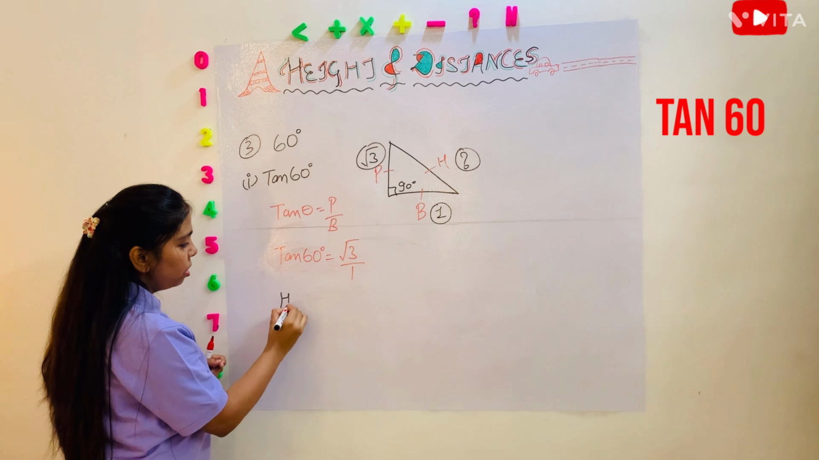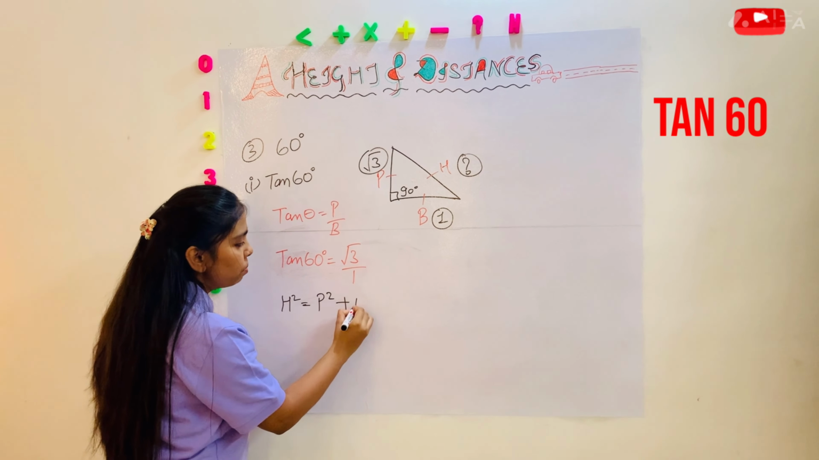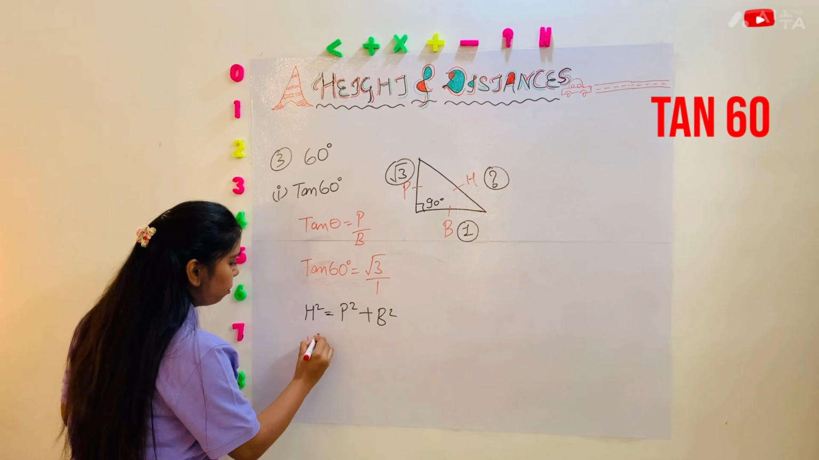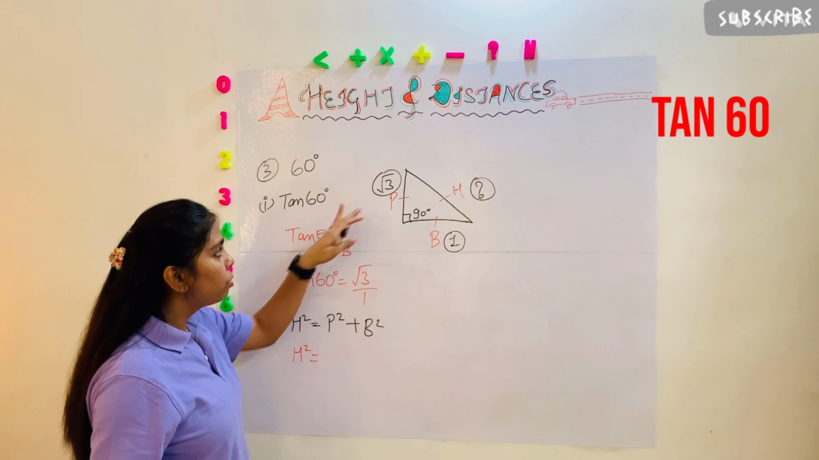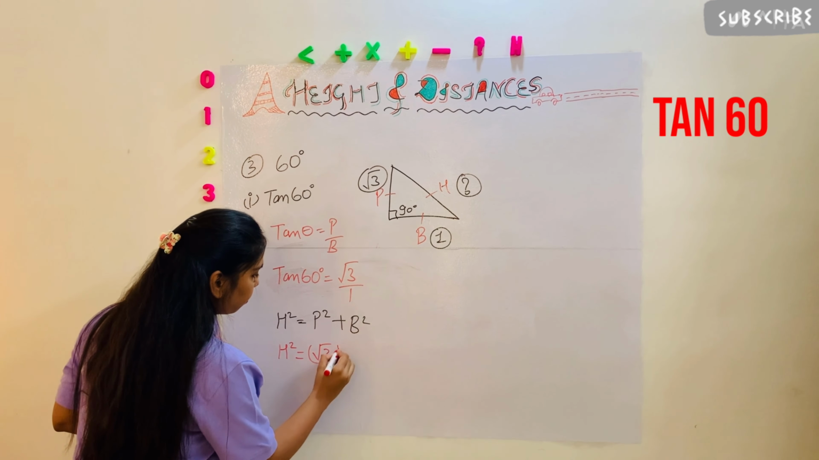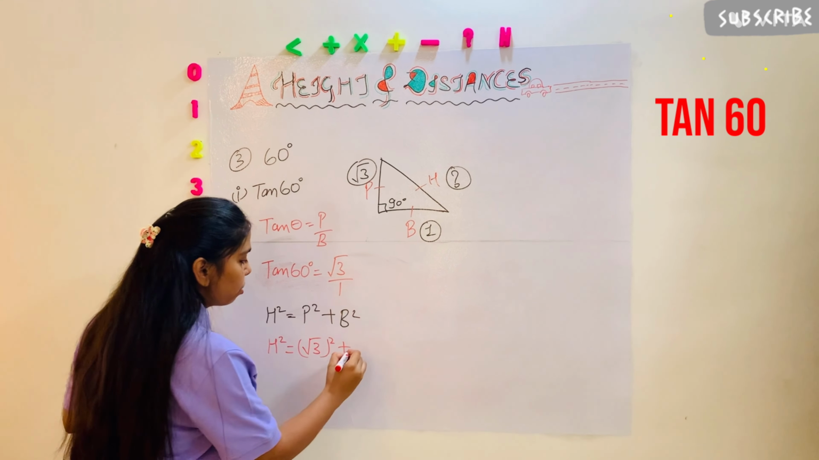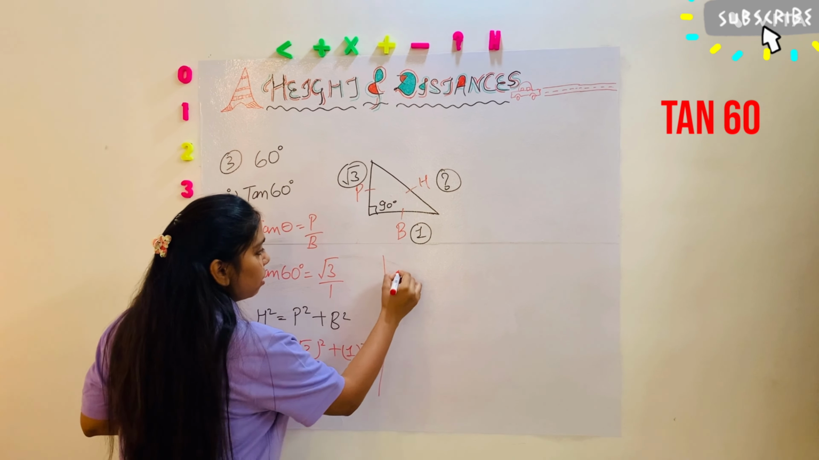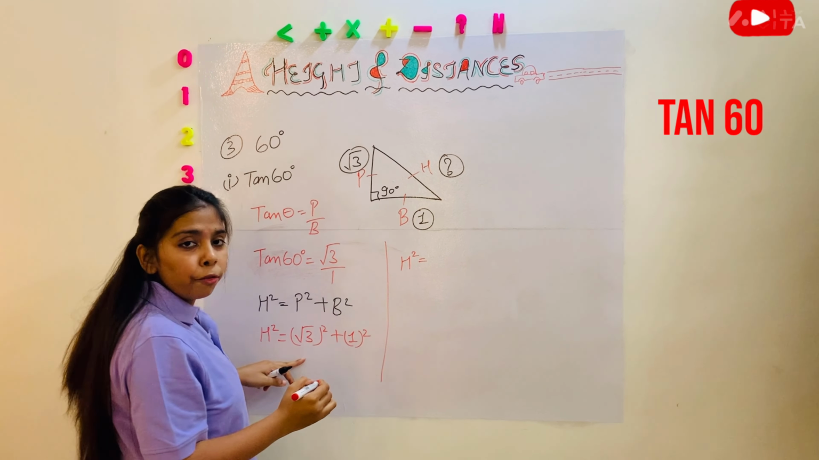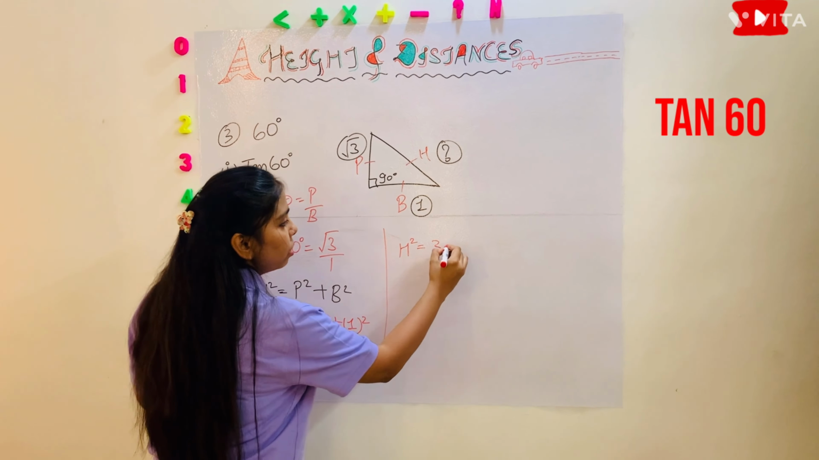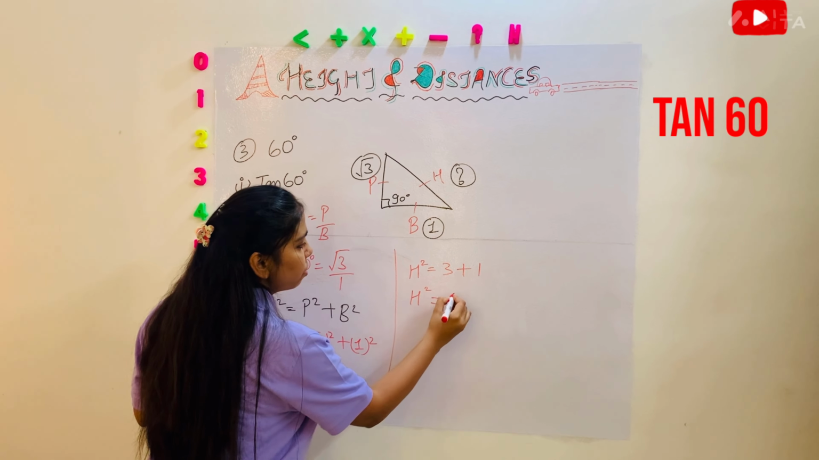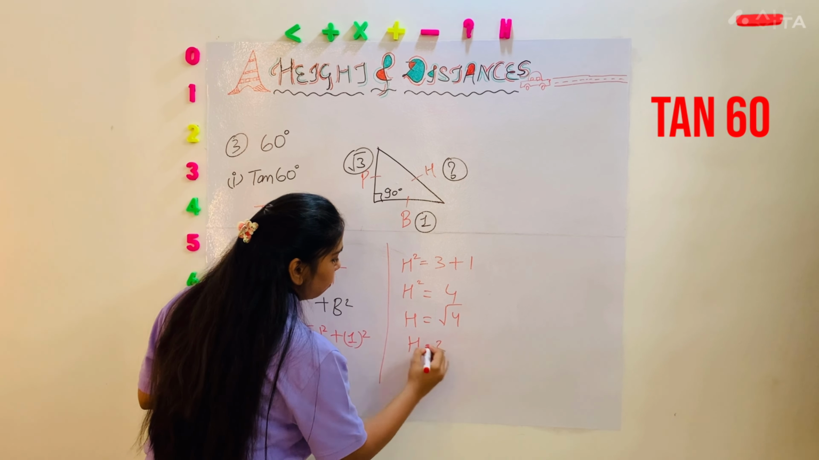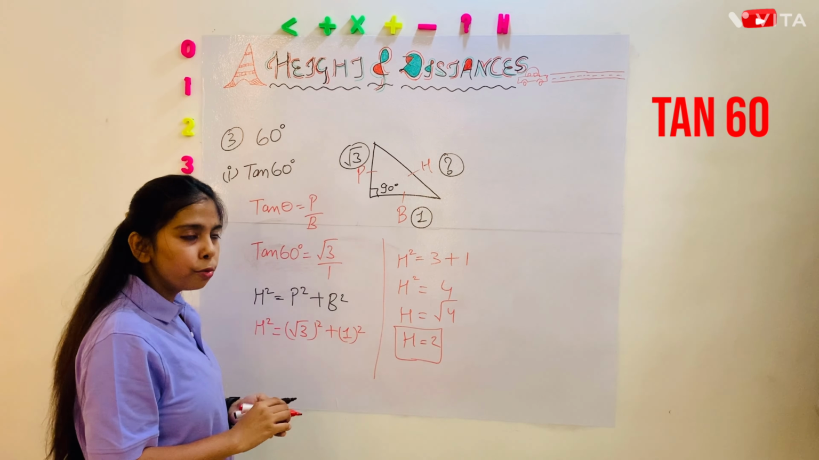So the Pythagoras equation is hypotenuse square is equals to perpendicular square plus base square. And the value of hypotenuse is unknown, so here is hypotenuse square. And the value of perpendicular is equals to root 3, so the square of root 3. And the value of base is 1, so here is 1 square. Okay. And this is hypotenuse square is equals to square of root 3 will give 3, and 1 will give 1. So hypotenuse square is equals to 4. Hypotenuse is equals to under root 4, and hypotenuse is equals to 2. So the value of hypotenuse is 2.